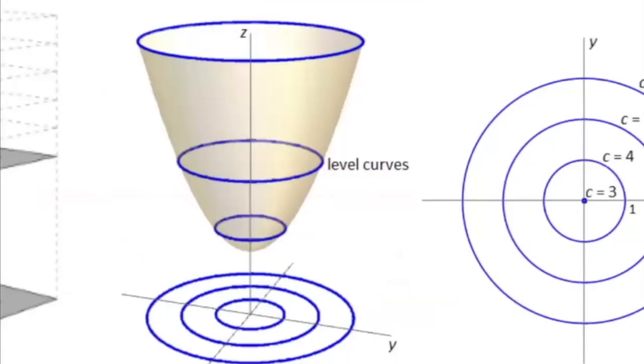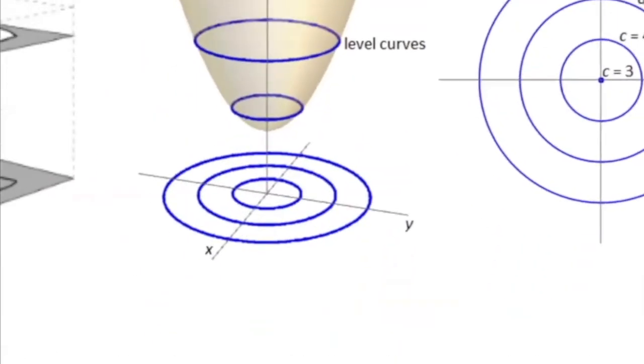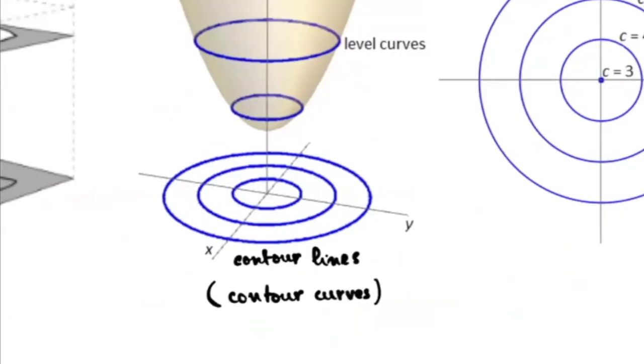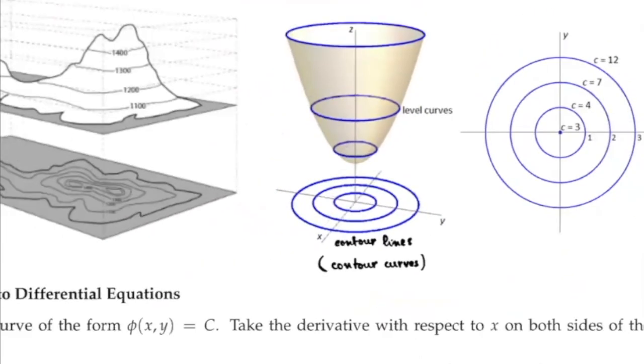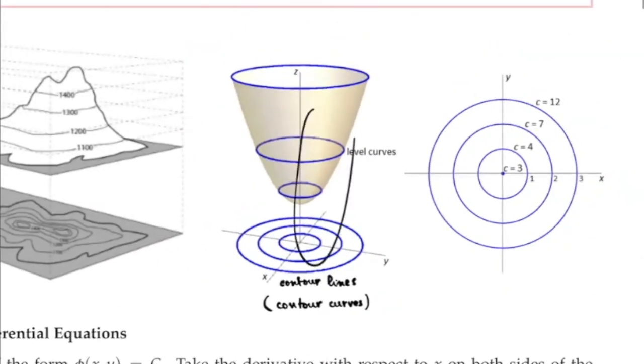Now, if you have these curves and you project them onto the xy plane, the collection of all of these curves on the xy plane is called contour lines or contour curves. So let me quickly note that these are contour lines or contour curves. Okay. So the picture in the middle here illustrates the level curves and also the contour lines.